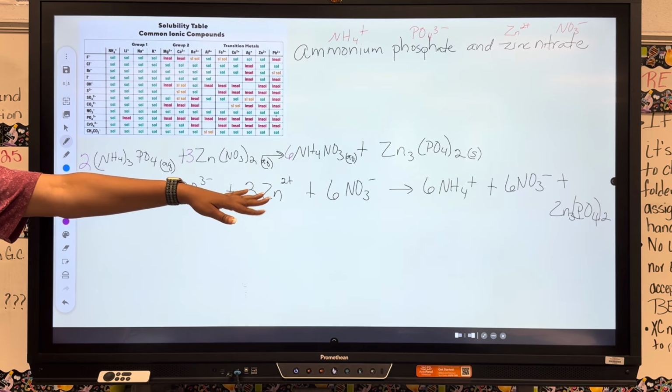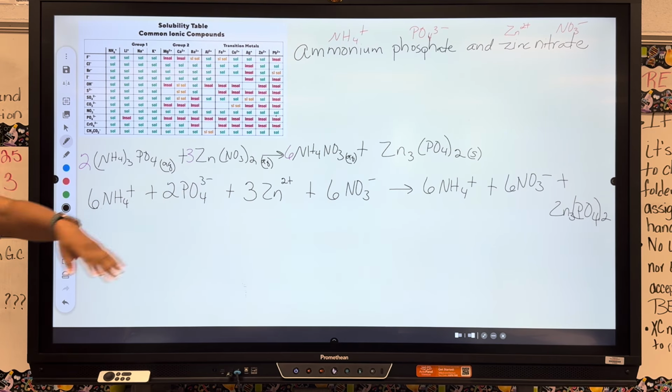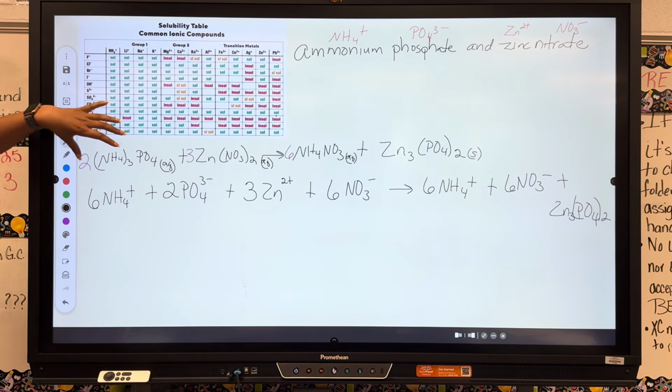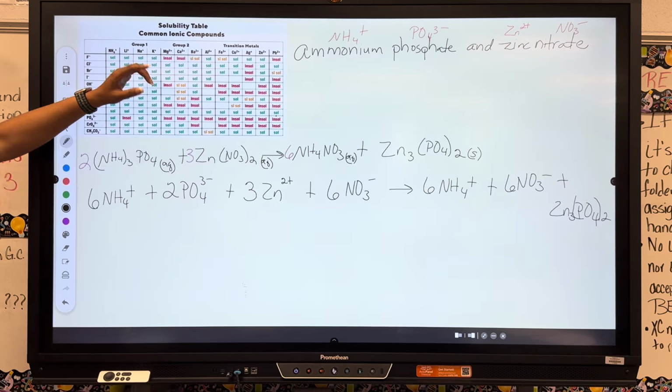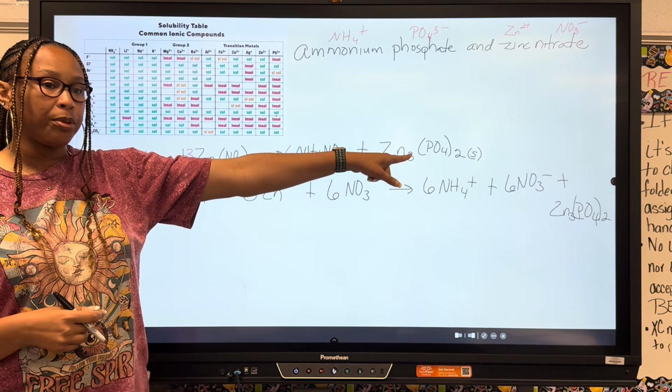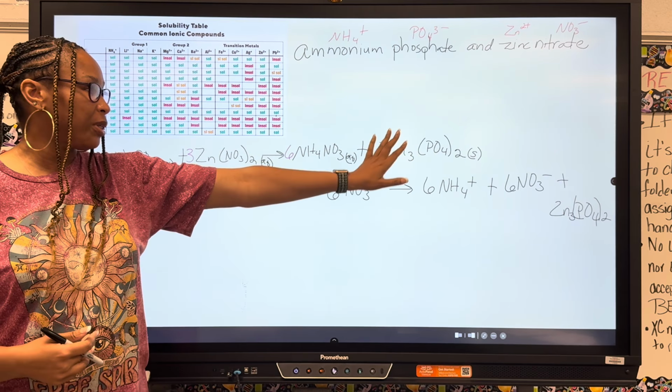I also have my precipitate over there, which is that solid, because when you mix these 2 liquids together, this is going to come out as a precipitate. That's what it means by precipitate. It's going to come out as a solid in that chemical reaction.